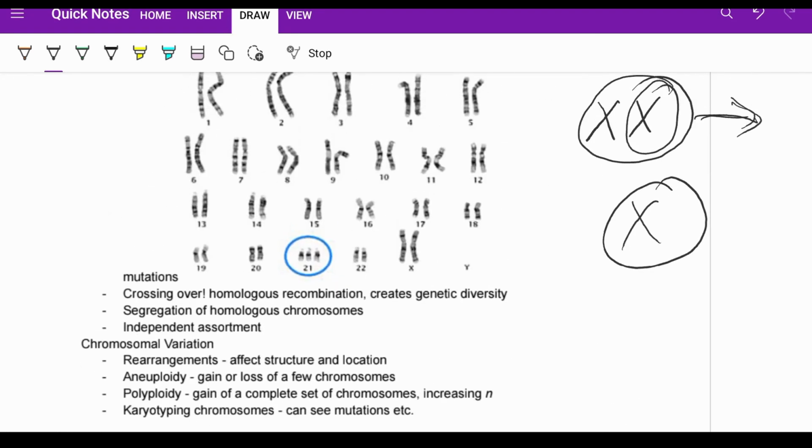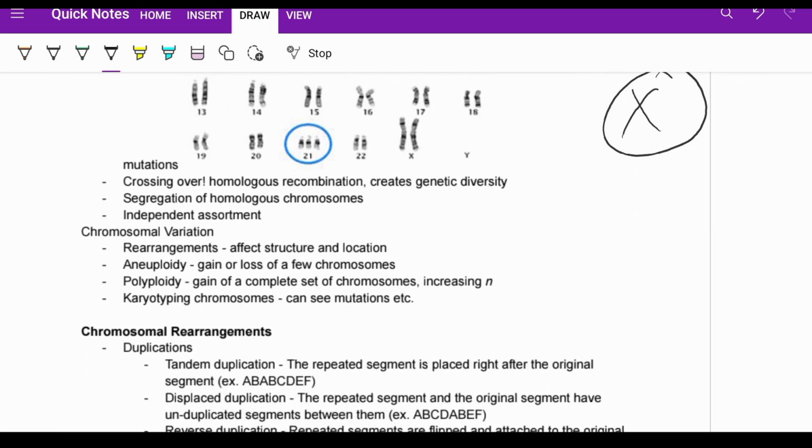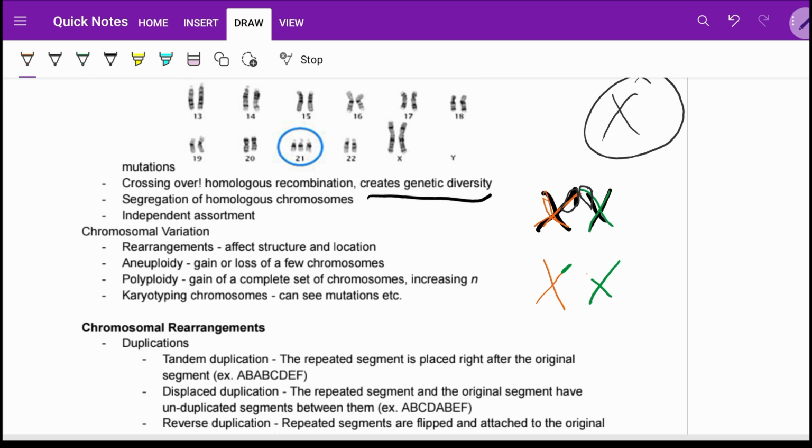So crossing over happens during meiosis, and that creates genetic diversity because basically if these two homologous chromosomes are together, it will be like, hey, I'll give you, if this one's green and this one's orange, I'll give you this and you'll give me this. So then we end up with a chromosome that looks like this. One part has a little bit from the green chromosome, and one part of the green chromosome has a little bit from the orange chromosome. So that creates genetic diversity.